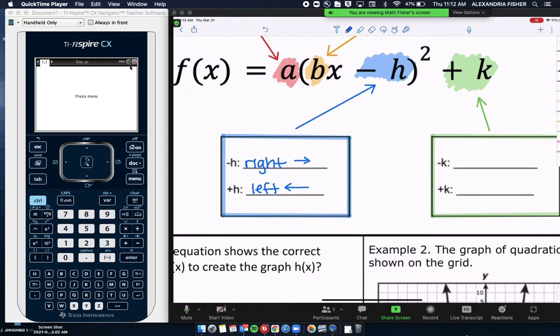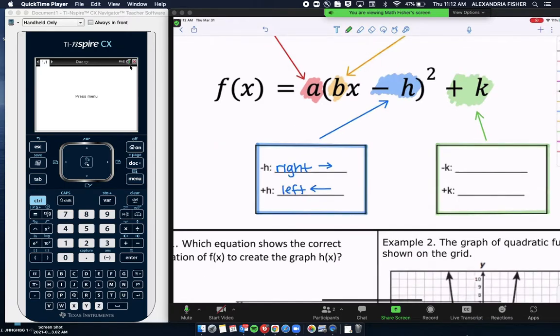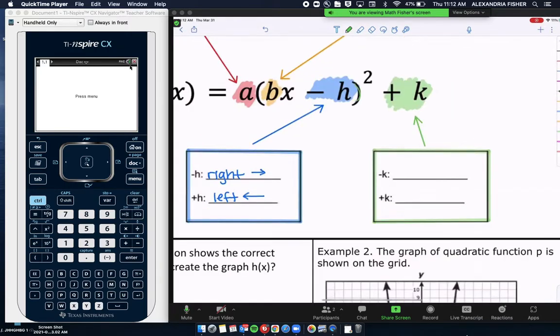So then let's look at k. K is on the outside of the parentheses, on the back, okay? So when k is negative, it goes down or below, which is down. Or when k is positive, it goes up or above, which is up.